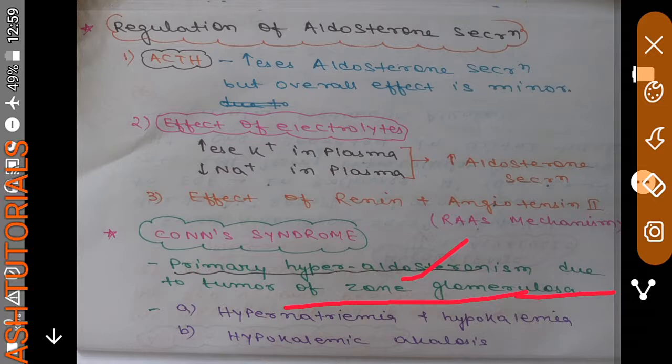So if any tumor occurs in the zona glomerulosa, it will lead to hypersecretion of aldosterone, so it is known as hyperaldosteronism. It will cause various effects. The first one is hypernatremia, because aldosterone has the function of reabsorption of sodium, so it will absorb more and more sodium, which leads to hypernatremia, and hypokalemia, because it will increase excretion of potassium. It will also lead to hypokalemic alkalosis, which we will discuss later on.